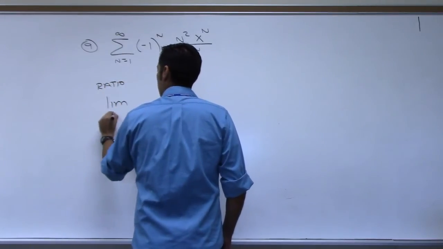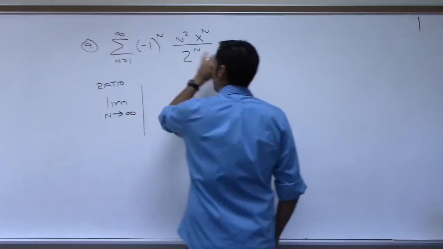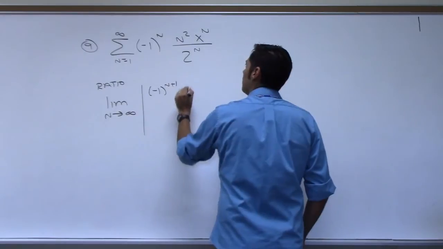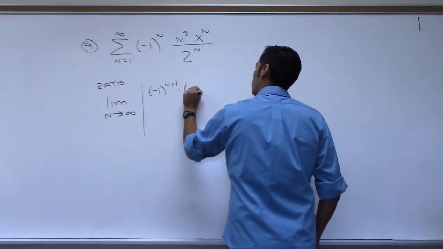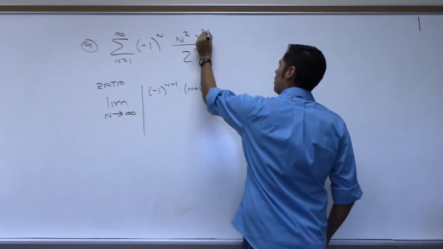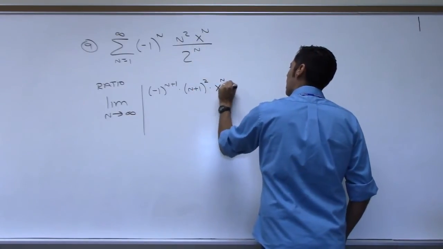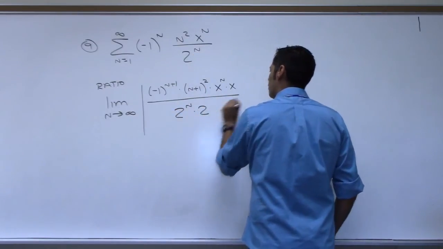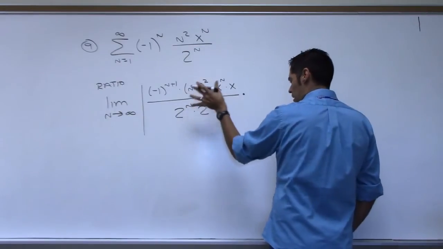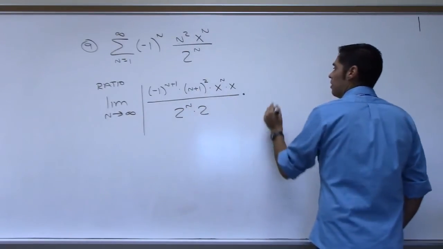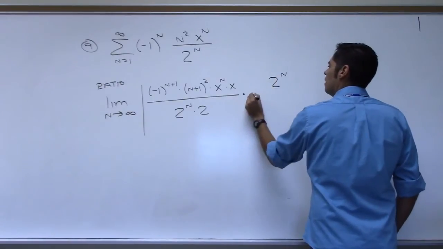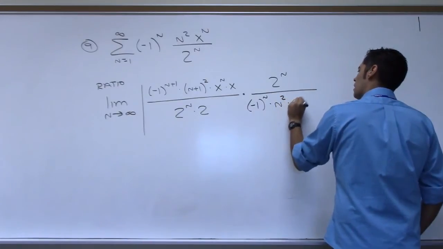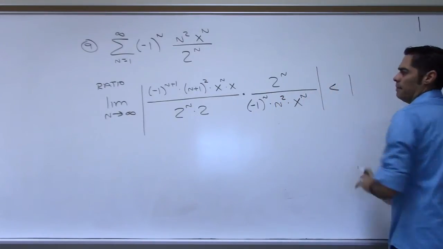Limit n goes to infinity. Okay, plug n plus 1 into this. Negative 1 to the n plus 1 times, right here, n plus 1 squared times n plus 1 here, x to the n times x over n plus 1 here, 2 to the n times 2. Division of this, or take this and divide by that, flip it. So on top you have 2 to the n. On the bottom you have all the other junk. So negative 1 to the n squared, x to the n. I need that to be less than 1.